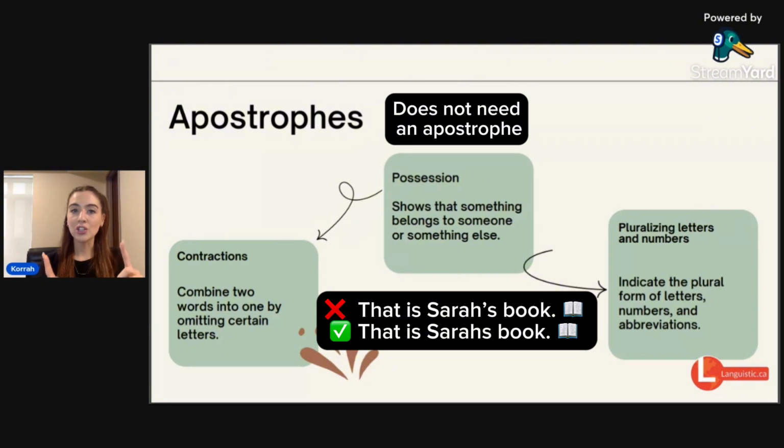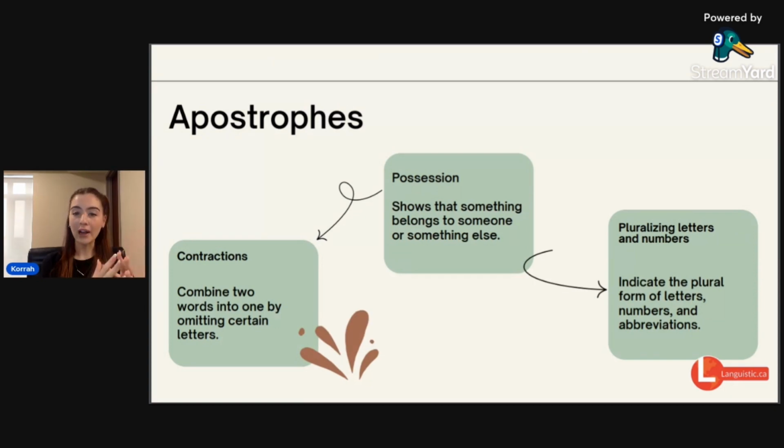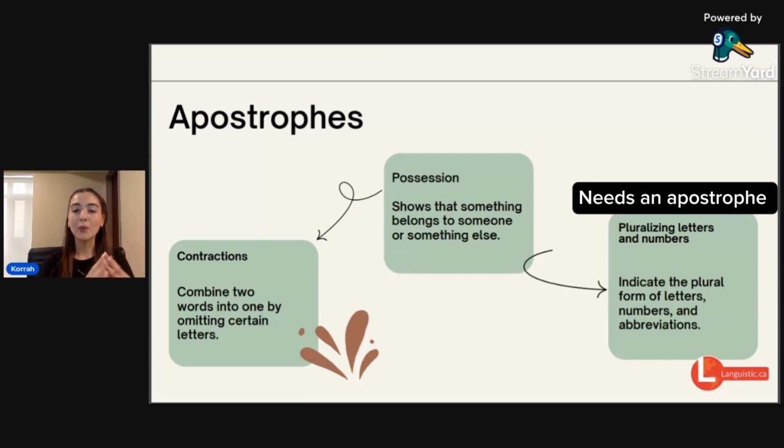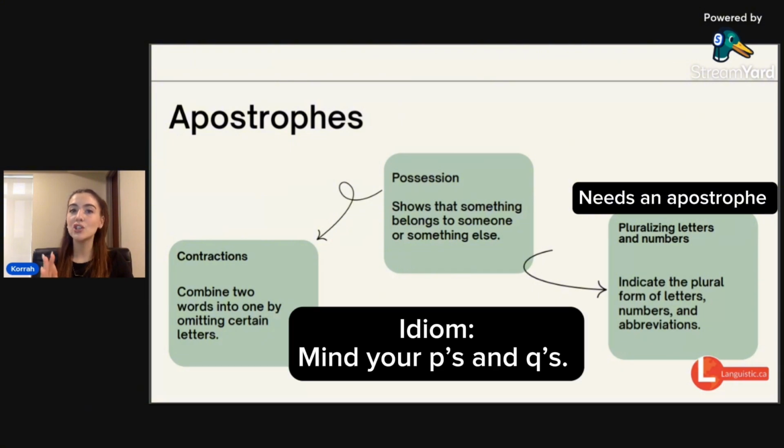And this actually replaces the noun, so we don't need an apostrophe to show possession. And finally, which is a rare occurrence, I would say, is when we want to pluralize letters and numbers. A perfect example of this is the famous idiom, mind your P's and Q's, which basically means to watch your behavior and be on your best behavior.